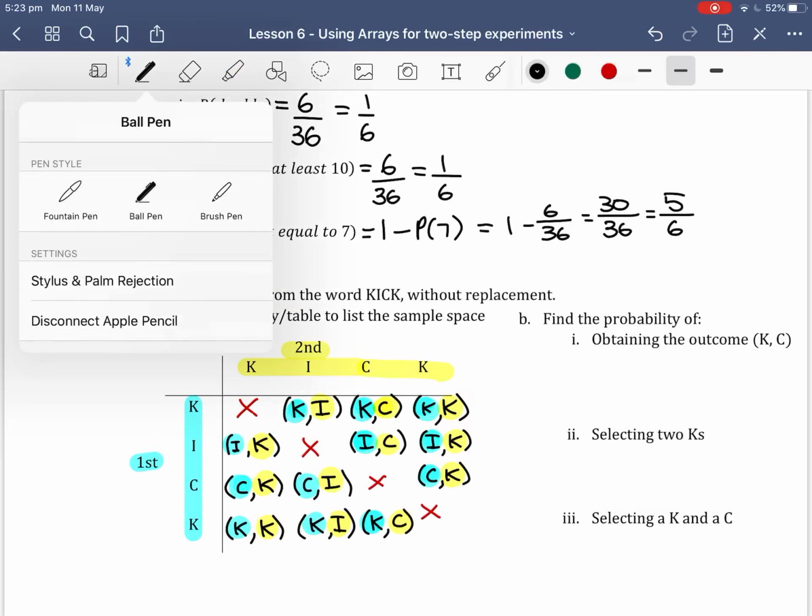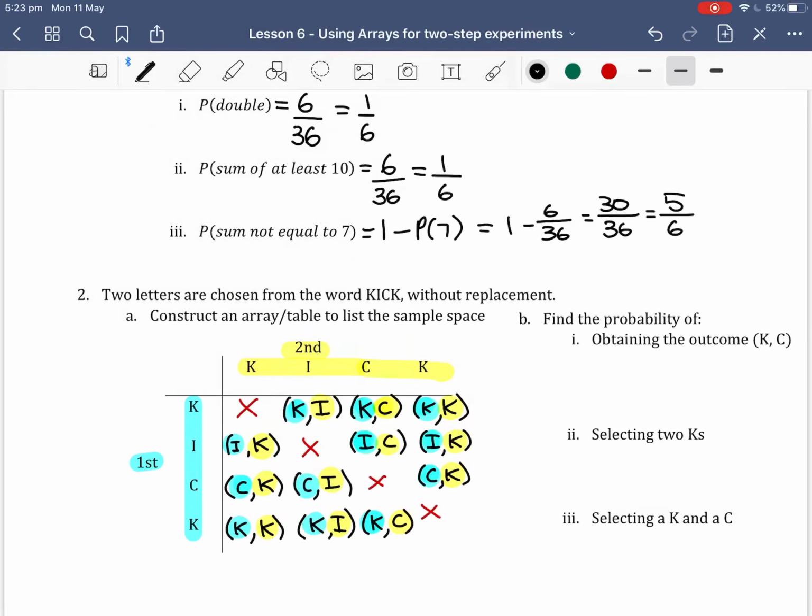Okay, so for part B, we want to find the probability of obtaining the outcome KC. So the outcome KC occurs here, and it also occurs here. Because we have the double K, it occurs twice. So the probability of KC is going to be 2 over, we have a total number of 12 here, so it's 2 over 12, which is equal to 1 over 6.